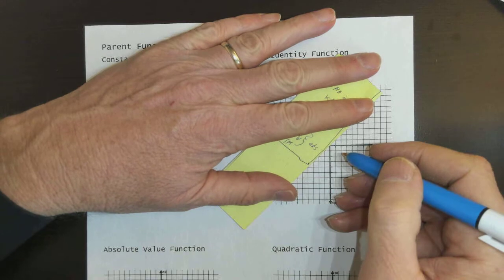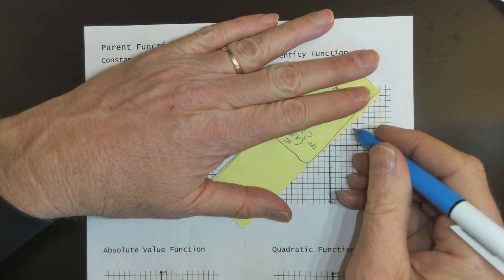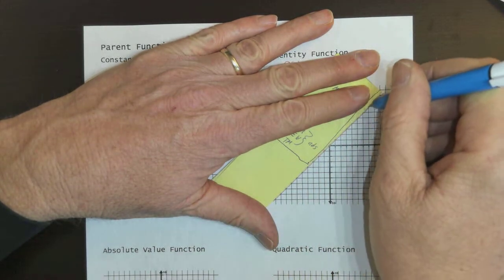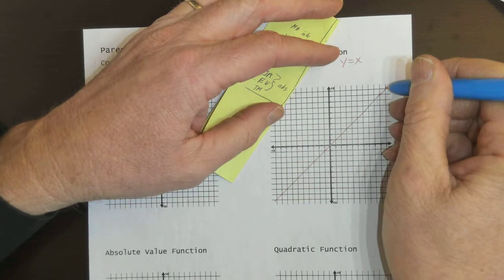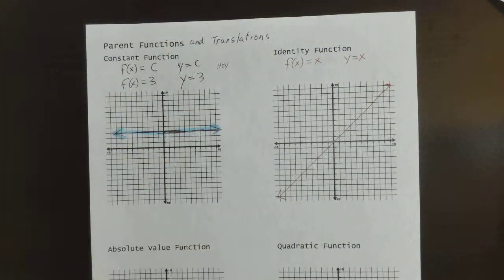So I'm going to throw a straight edge down here a little bit and graph that. Put an arrow on each end because it keeps going.